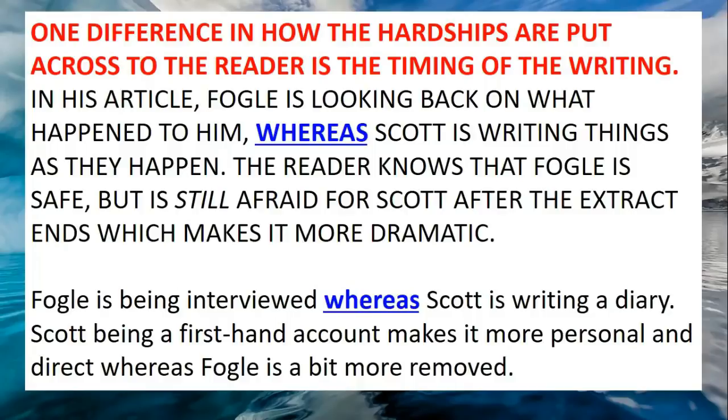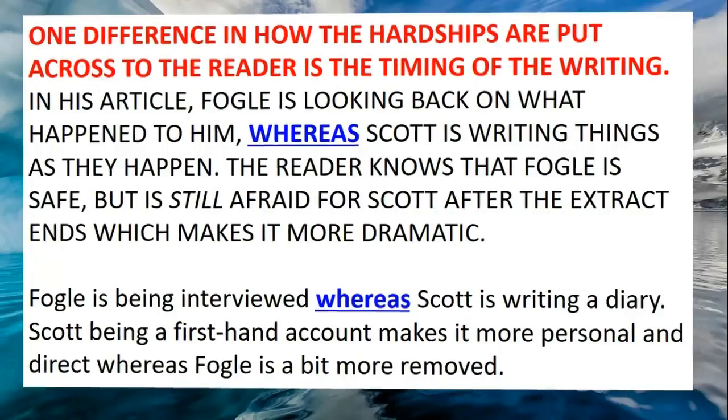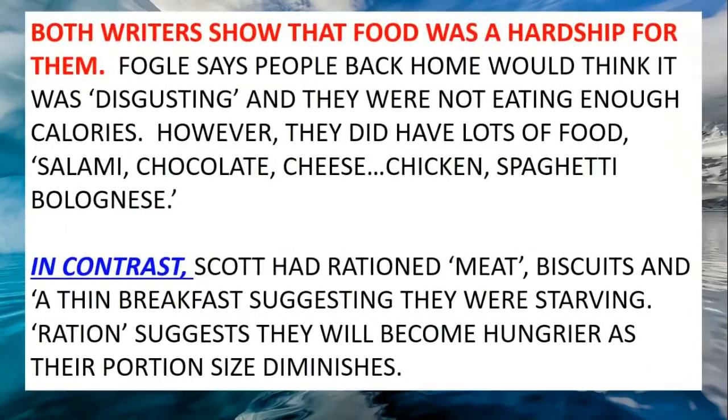The reader knows that Fogle is safe, but is still afraid for Scott after the extract, which makes it more dramatic. Fogle is being interviewed, whereas Scott is writing a diary. So Scott being a first-hand account makes it more personal and direct, whereas Fogle is a bit more removed. It's a bit more removed because there's a middleman, isn't it? It's not just Fogle talking to us, it's Fogle talking to the interviewer, who's then giving it to us. So it makes it a bit more personal for Scott, who's literally writing the diaries that he thought were just for him. Use of whereas shows me the comparison and contrast.